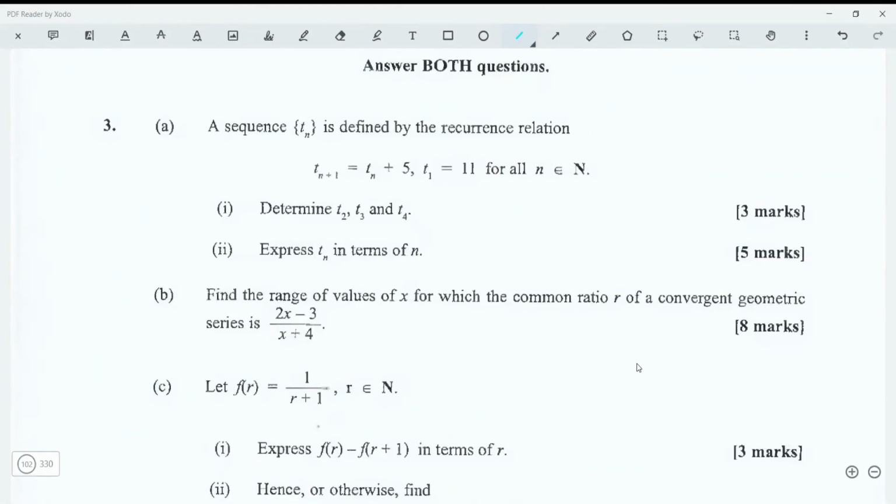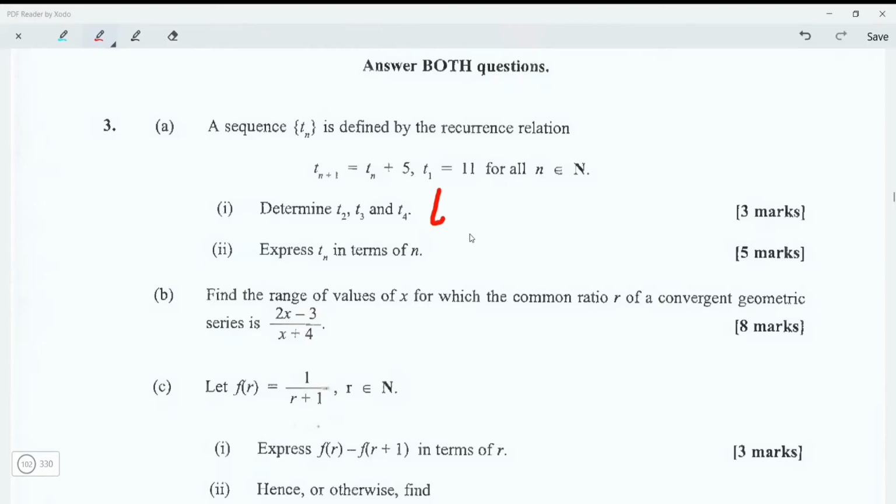All right. Now we're on to module 2, which is the module that we're on for the week. It says right here, a sequence, and the sequence is given by Tn, is defined by the recurrence relation Tn plus 1 is Tn plus 5, and T1 is 11. It says find T2, T3, and T4. Let's just write that right here.